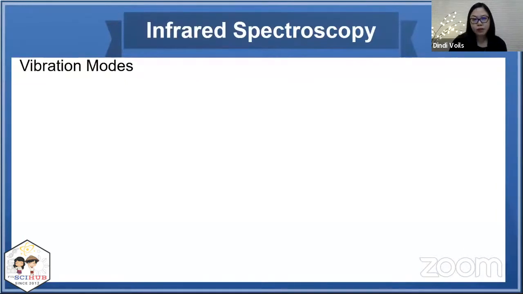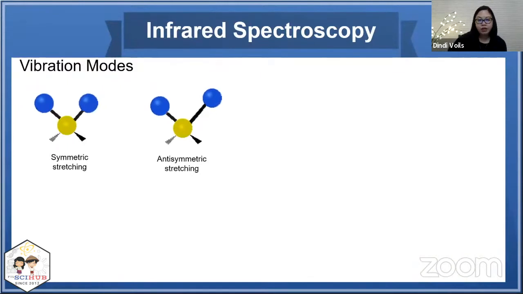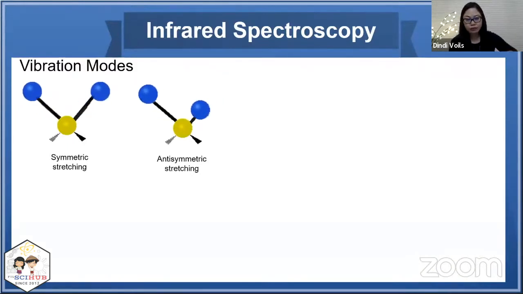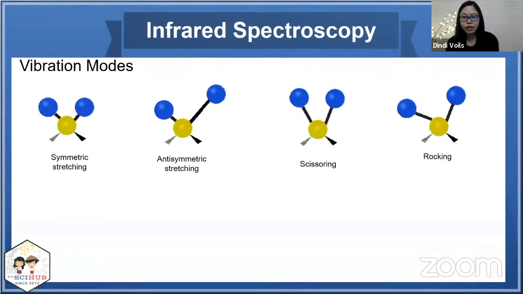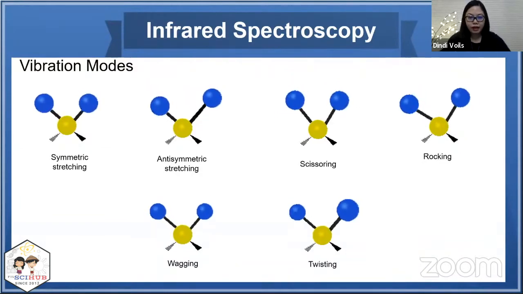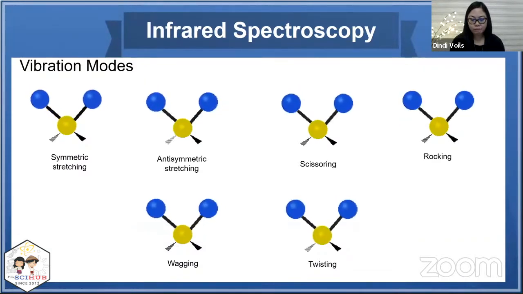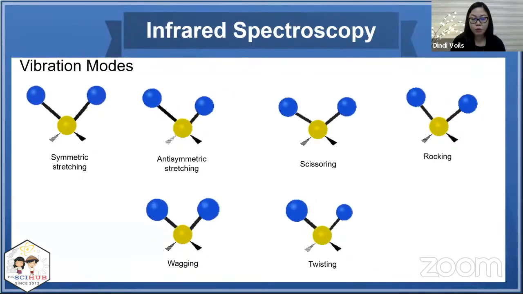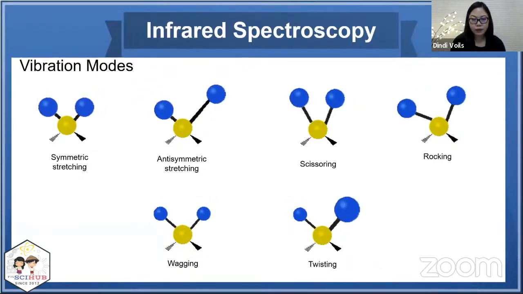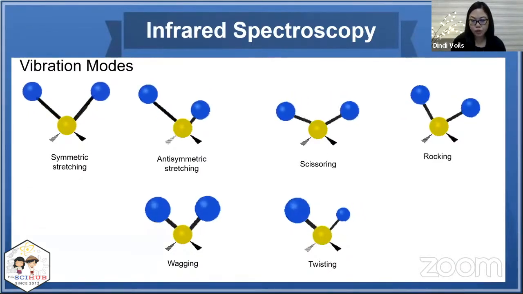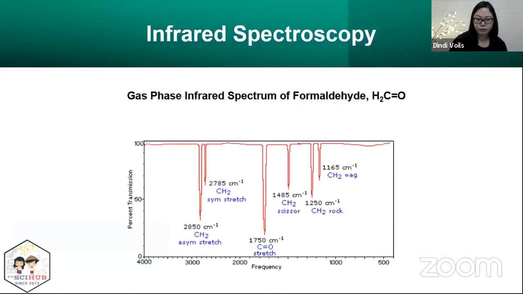So here are just some examples of vibration modes. You have symmetric and anti-symmetric stretching, scissoring and rocking, and wagging and twisting. If the vibration mode, upon interaction with the light, changes the dipole moment, then it is IR active. It will show on the IR spectra.